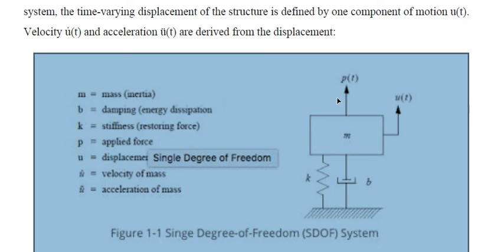Now, this single degree of freedom system is called so because it is oscillating only in one direction, that is, maybe the x axis or the y axis. It is oscillating in only one direction, that is why it is called a single degree of freedom system.